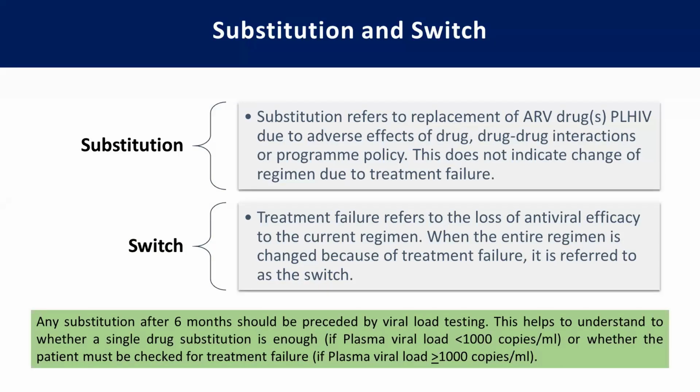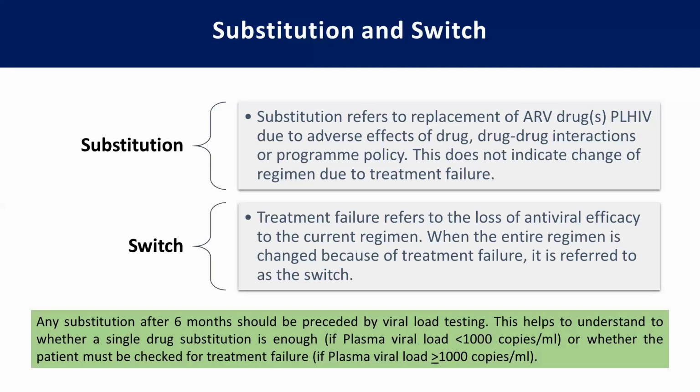Whereas switch is the entire complete regimen change, and treatment failure refers to the loss of antiviral efficacy to the current regimen. And so when the entire regimen is changed due to treatment failure, it is referred to as switch. Now, a very important thing: suppose the patient is due for viral load testing and recently his regimen was changed, say 6 months back, because of some adverse effect. For example, tenofovir was changed to abacavir, or there was some zidovudine anemia, so the regimen was changed.